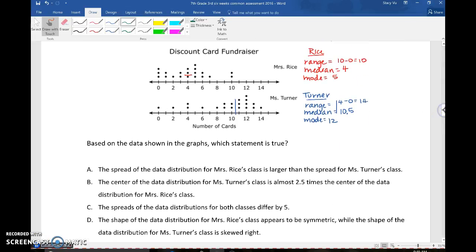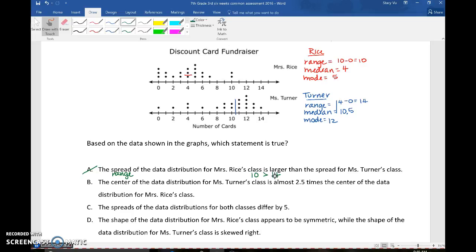So A says the spread of the data for Mrs. Rice's class is larger than the spread for Miss Turner's. So spread is the same as range. So Mrs. Rice's class, the range is 10, and it's saying that 10 is larger than 14, which we know is not true, so it can't be A.